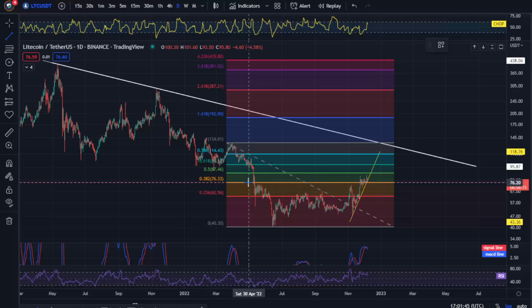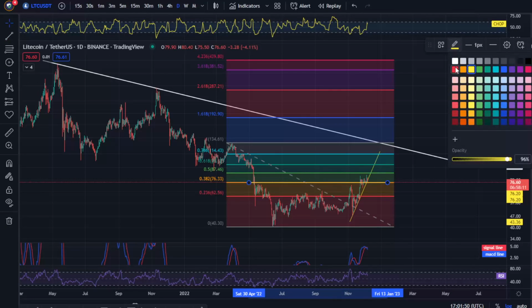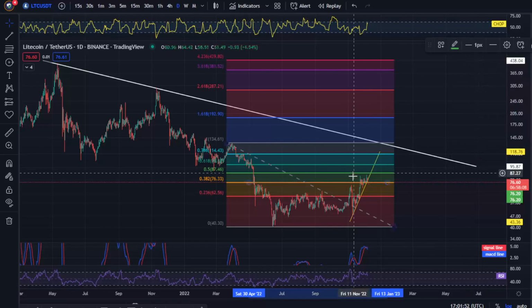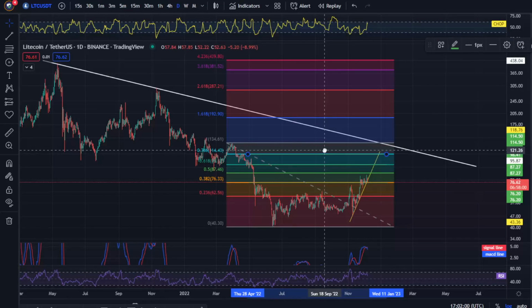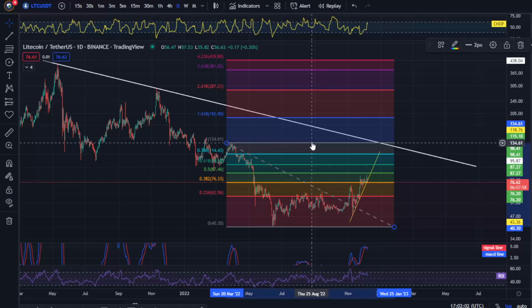As you can see with the fib retracement tool, we have the first resistance at $76.20 where the price is currently located. The second resistance is $87.27. The third is $98.41 and the fourth is $115.10.